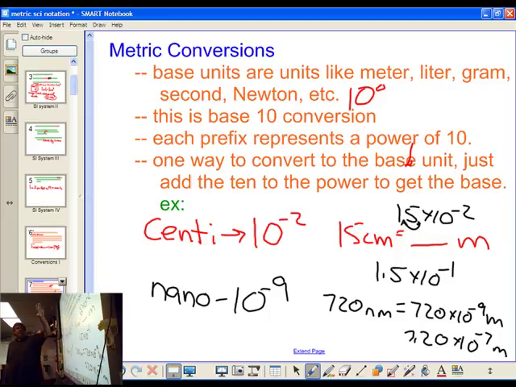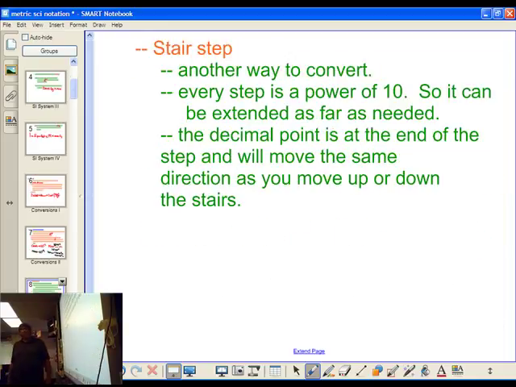Questions on that? So again, this works when you're going to the base unit. But sometimes, like gram to kilogram, if we have to do a gram to kilogram, this doesn't work. So we have another way to do that, and that's the stair step, which you have probably seen before, hopefully in your other science classes. The stair step is good for going from milli to kilo, so you don't really have to use that other system. It's foolproof and it always works.